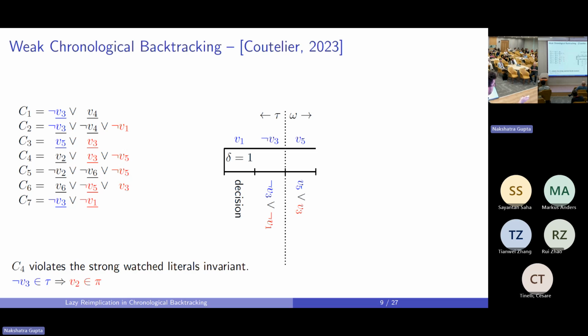C4 does not satisfy the invariant anymore because V3 is indeed propagated. Where is the pointer? Pointer's dead. Okay, never mind.